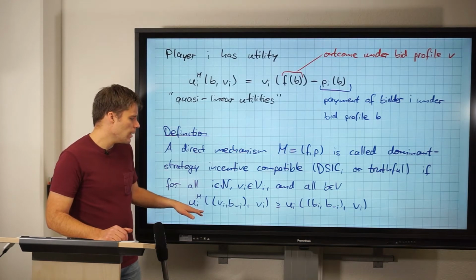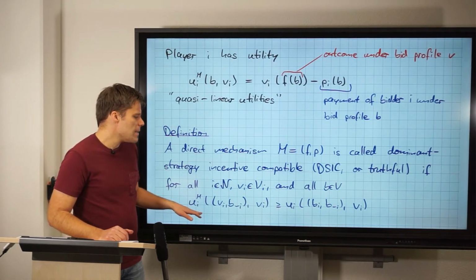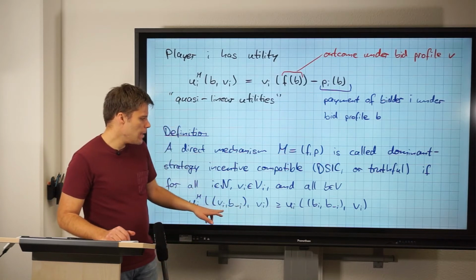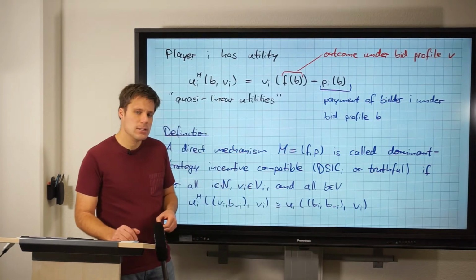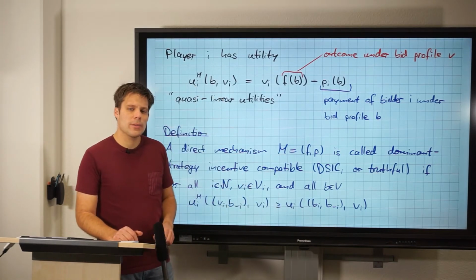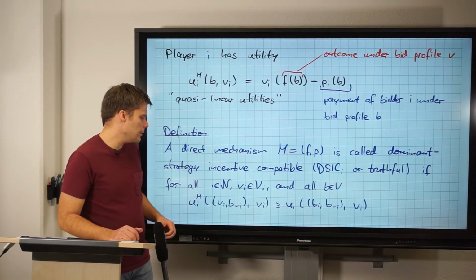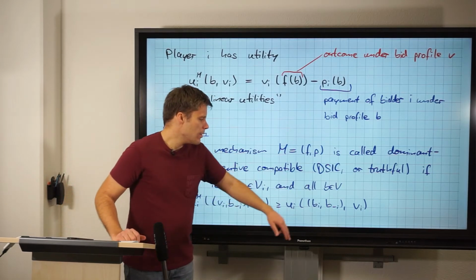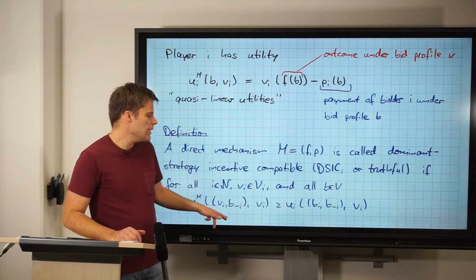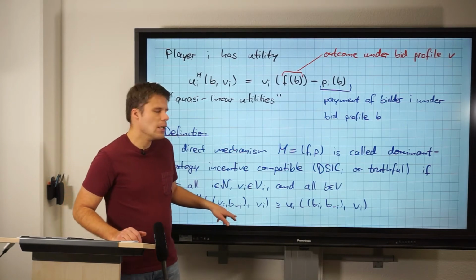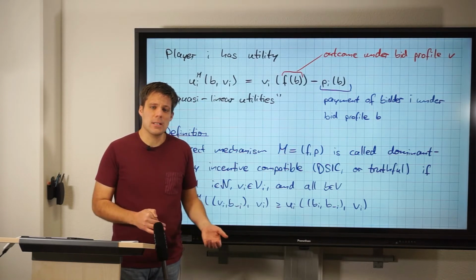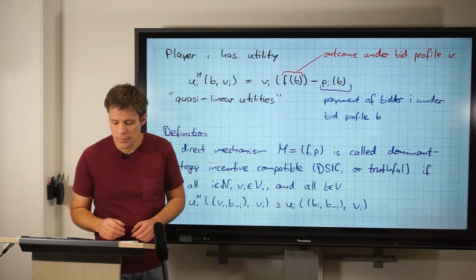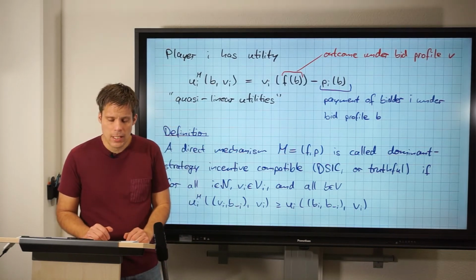Any player gets the maximum utility when they bid their true value rather than any other bid, regardless of what the other players are doing. So this is written down here. For any bid profile, it can only increase my utility if I unilaterally deviate to v_i instead of bidding b_i, whatever b_i might be like. Okay.